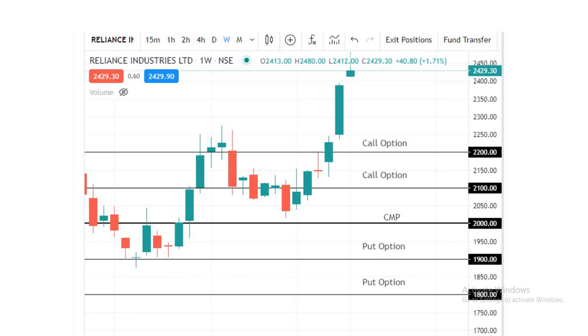Okay, so in this example of Reliance, you guys are expecting the price to go above 2100, so you have to make an agreement or contract on 2100 value. So you're going to buy the call option of 2100 value, so we're going to call it the 2100 strike price. It is the same for the put option. If you are expecting the price to go below 1900, you have to make an agreement on 1900 value. So the 1900 will be a strike price.